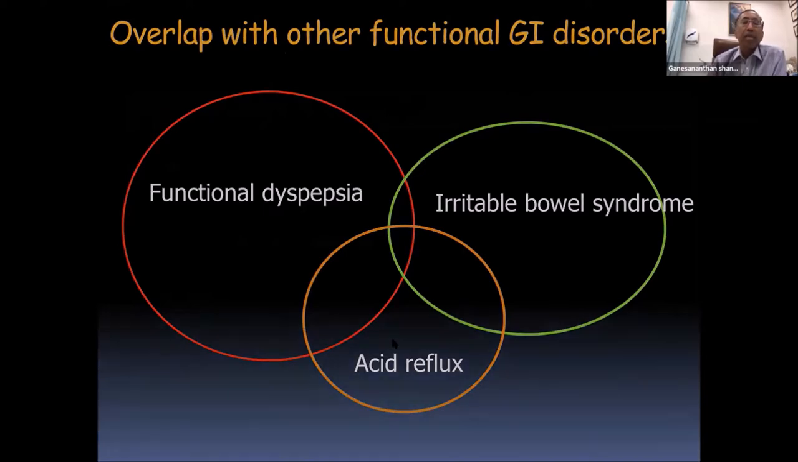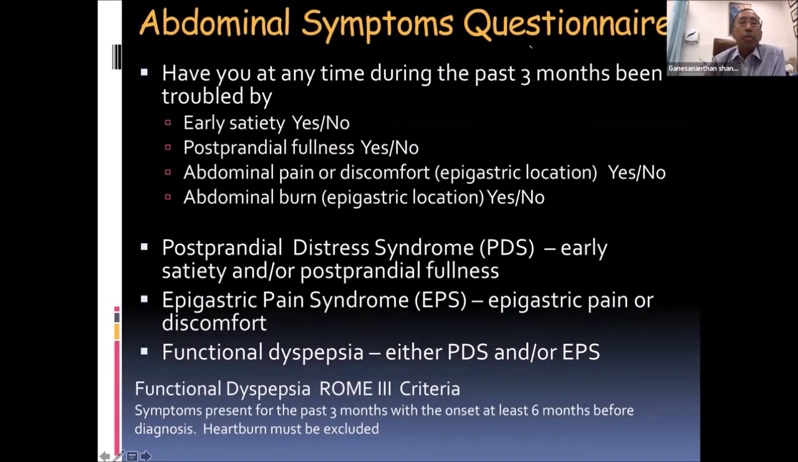We also know that among functional gastrointestinal disorders, there's an overlap between functional dyspepsia and irritable bowel syndrome, and heartburn, acid reflux here. Now, questionnaires are important to elucidate the diagnosis, and we do sometimes give our patients questionnaires something like this. Have you at any time during the past 3 months been troubled by early satiety? Yes, no. Postprandial fullness, epigastric pain or discomfort, abdominal burn.